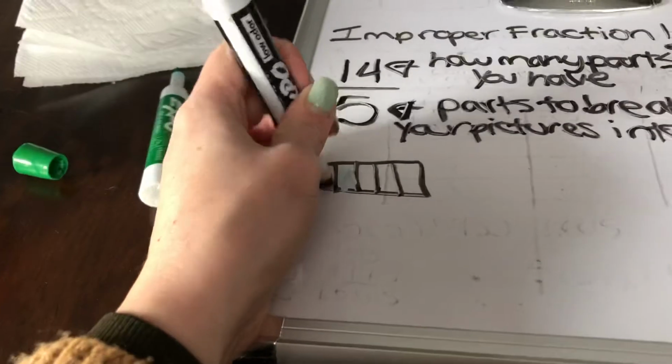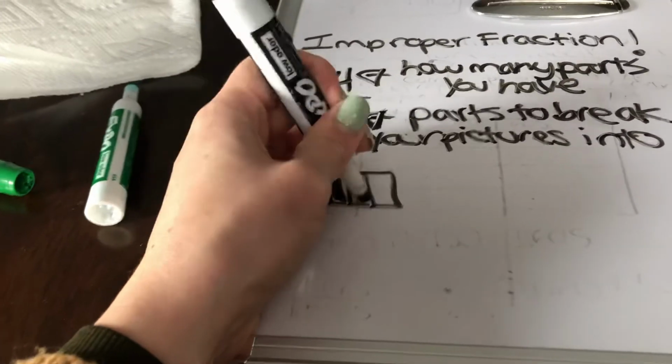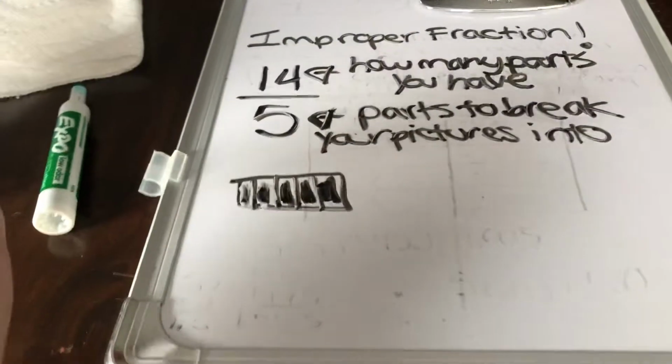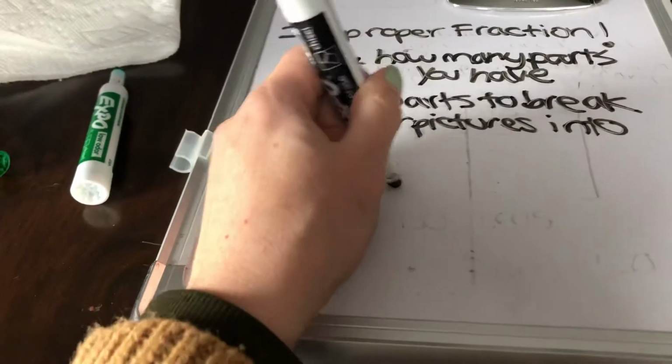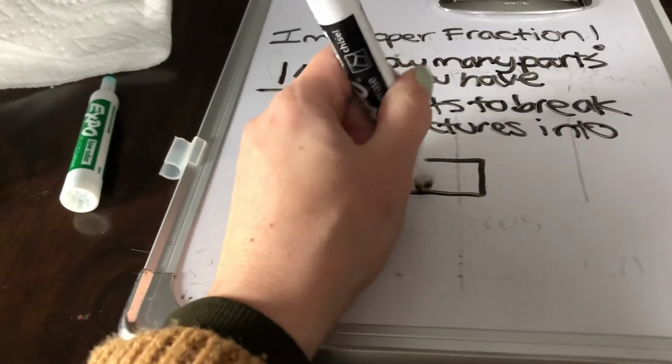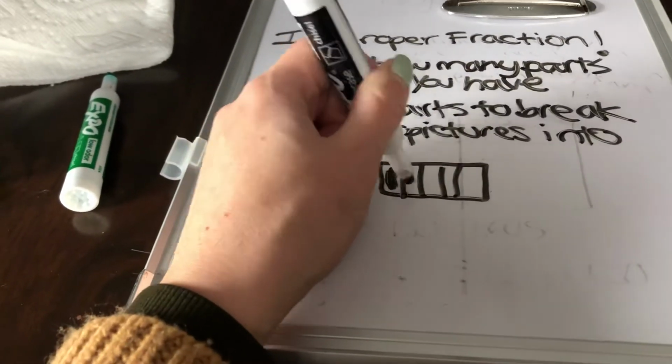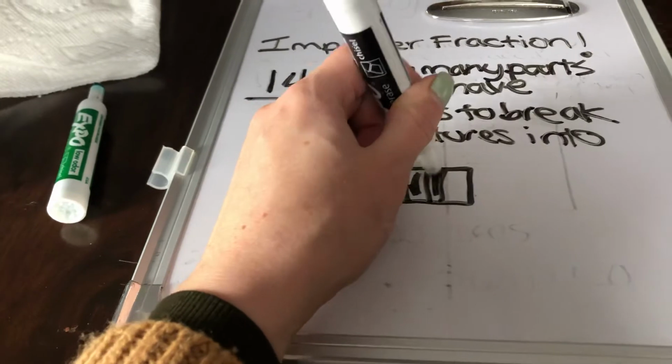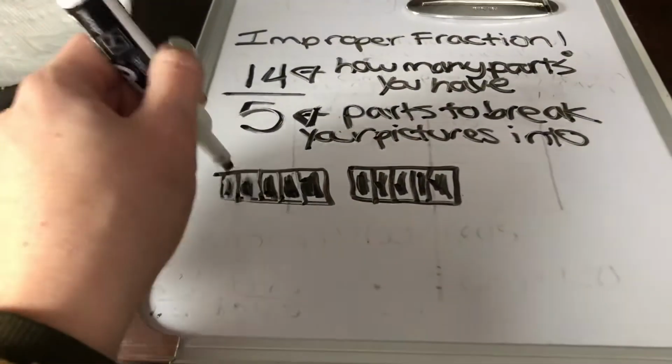So we're just going to have to go with black. So 1, 2, 3, 4, 5 parts. Okay. I need to shade in 14, so it means I need to draw another whole rectangle here. 1, 2, 3, 4, 5. So now I have 10 parts shaded in. I need 4 more parts.